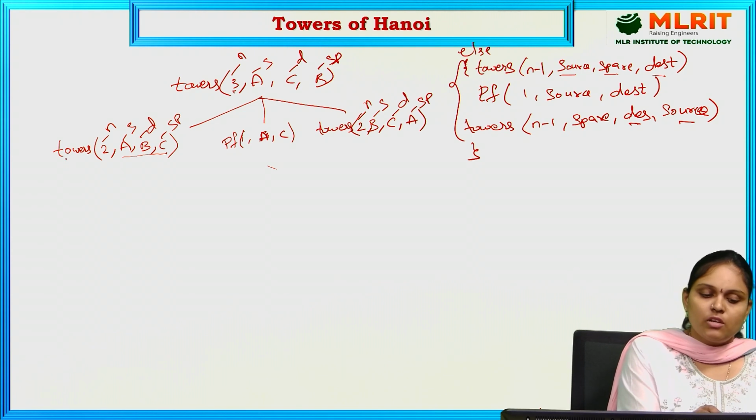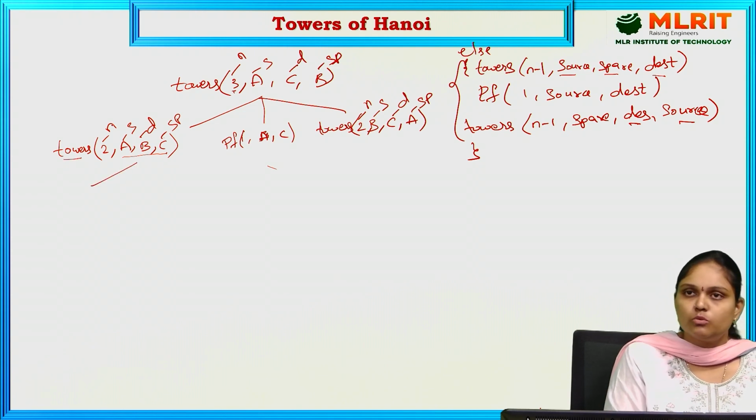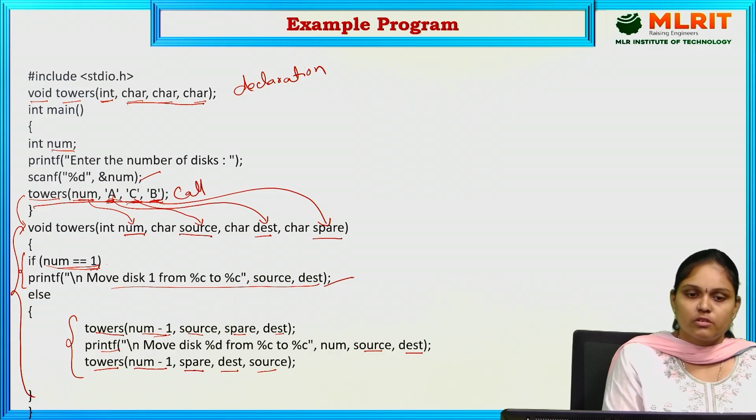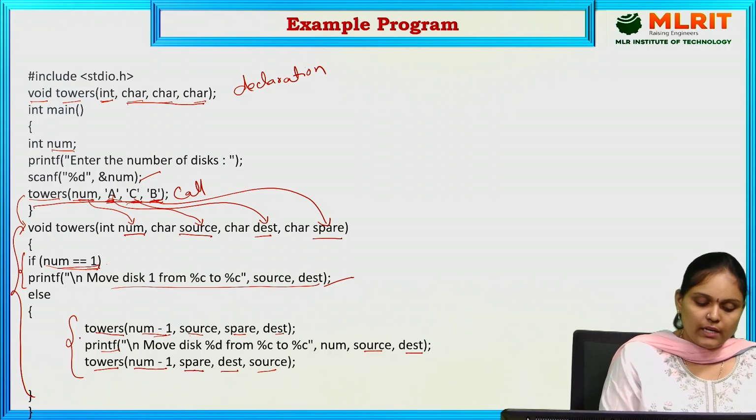So again we are calling this towers function with n as 2. Check this, n is equal to 2. Again we are checking num is equal to 1. We have num equal to 2, so 2 is equal to 1 is false. So again it will come to the else part, and in this else part again we are calling this function.